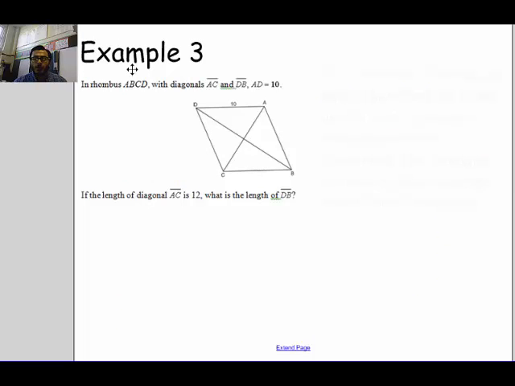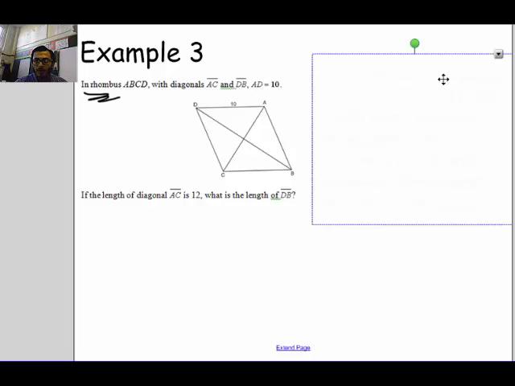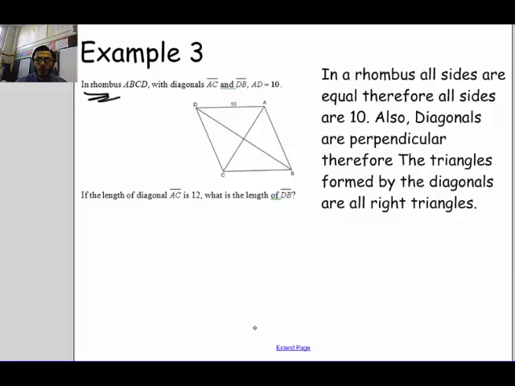Example 3. In rhombus ABCD with diagonals AC and DB, AD equals 10. If the length of diagonal AC is 12, what is the length of DB? So there's a lot going on here. First, we're dealing with a rhombus. And in a rhombus, all the sides are equal, therefore all the sides are 10. So we know all the sides are 10.